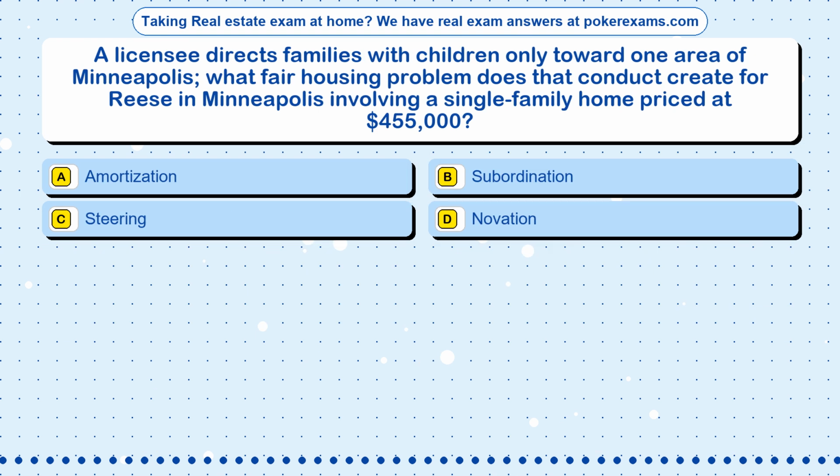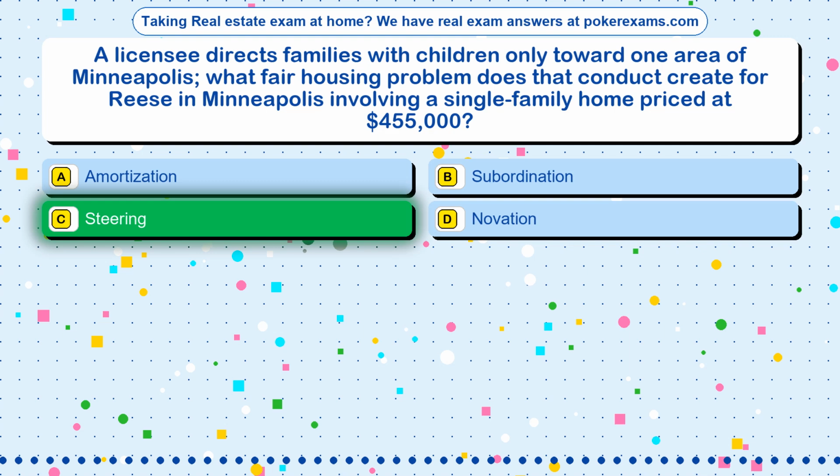Question 23. A licensee directs families with children only toward one area of Minneapolis. What fair housing problem does that conduct create for Reese in Minneapolis involving a single-family home priced at $455,000? Option A. Amortization. Option B. Subordination. Option C. Steering. Option D. Novation.